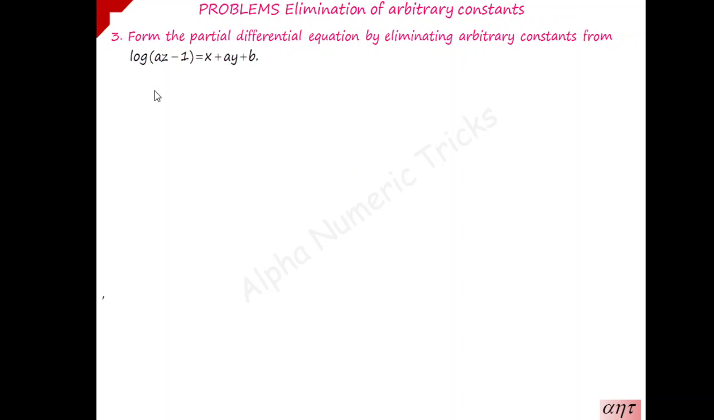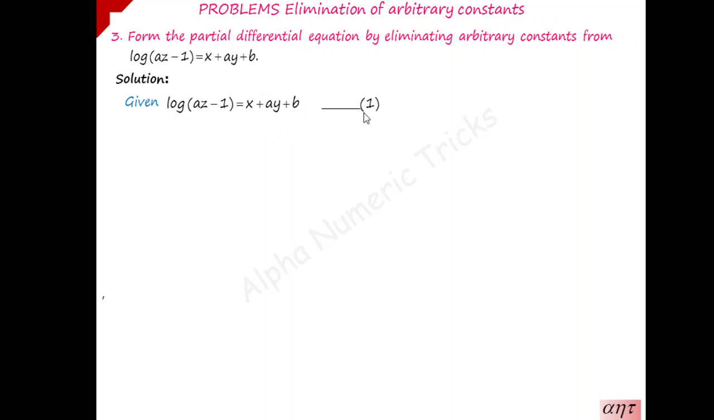Consider the problem. You have to form a partial differential equation by eliminating the arbitrary constants a and b from log of az minus 1 is equal to x plus ay plus b. Now you have to consider the given problem as equation 1, that is log of az minus 1 is equal to x plus ay plus b is taken as equation number 1.